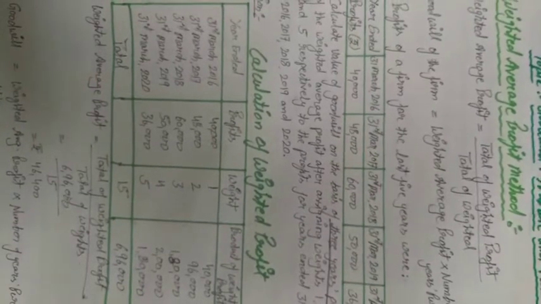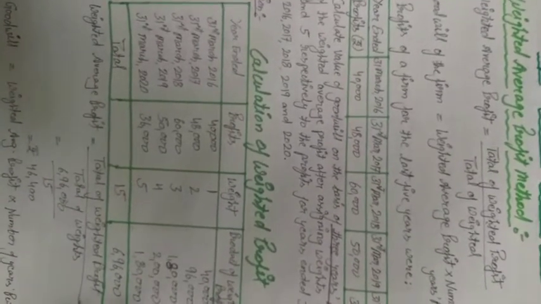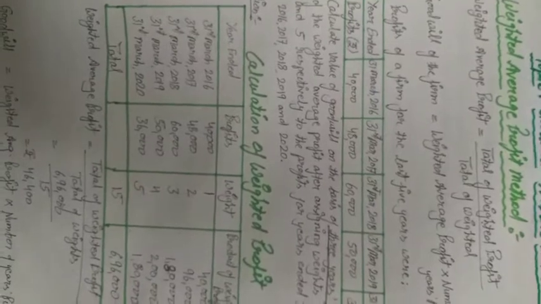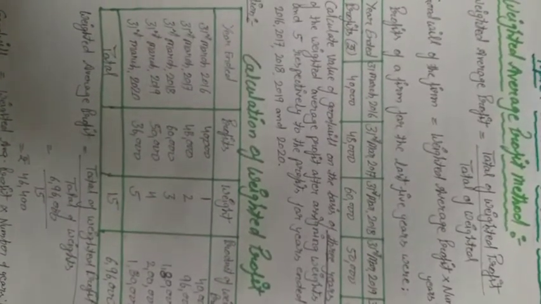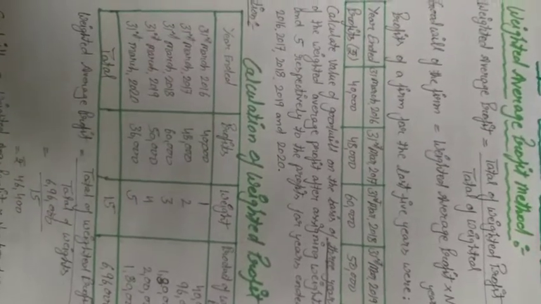But in the weighted average profit method, there is one more topic also included, that is past adjustment. Past adjustment means something we have already done which we should not have done, and what we should have done we did not do.